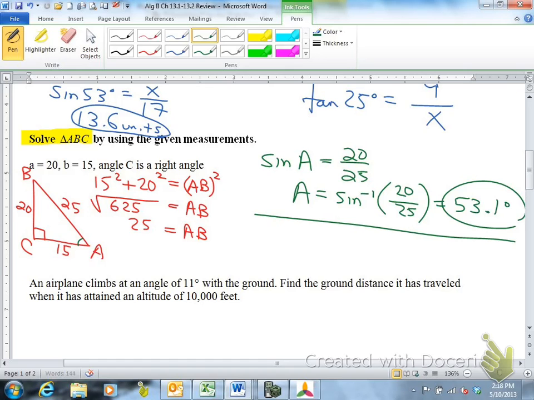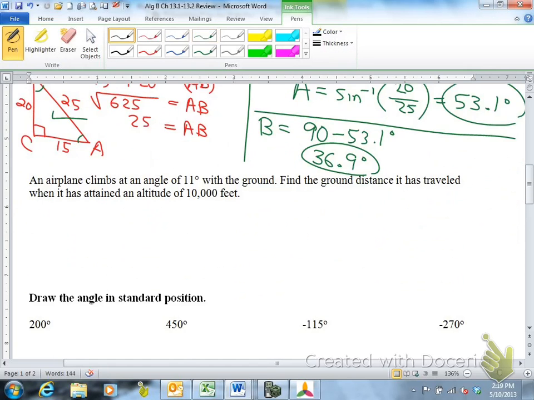And then lastly, to solve for angle B, you could do another trig ratio, sine, cosine, or tangent, but it's much easier to know that A and B are complementary angles. So the sum is 90 when you add them, so 90 minus the angle we just got would be 36.9 degrees. So now this triangle is solved. We know everything about that triangle, the lengths of the sides and the angle measures.